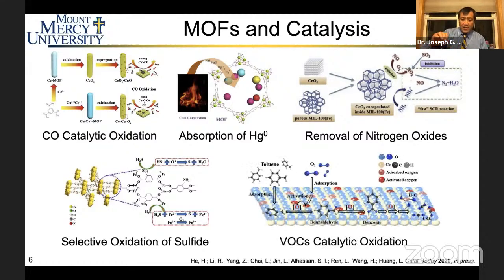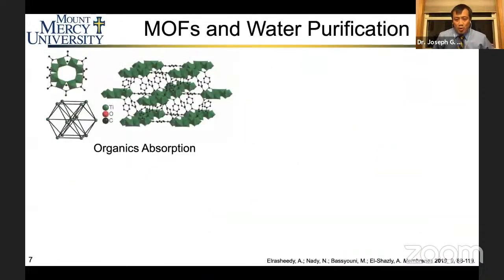Another area that has been used and studied is using some volatile organic compounds in catalytic oxidations. Again, if we can keep them from going into the atmosphere, we can be much more sustainable in those processes. Besides catalysis, it has been used in water purification.